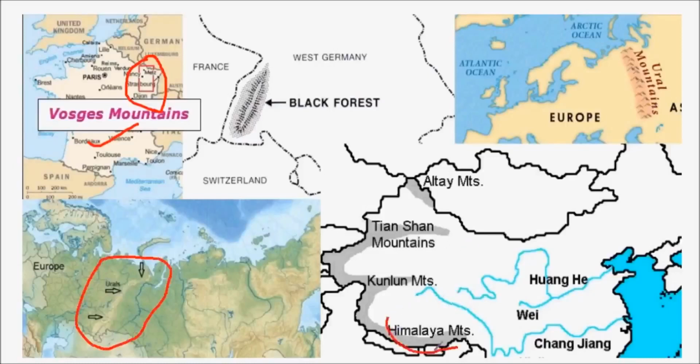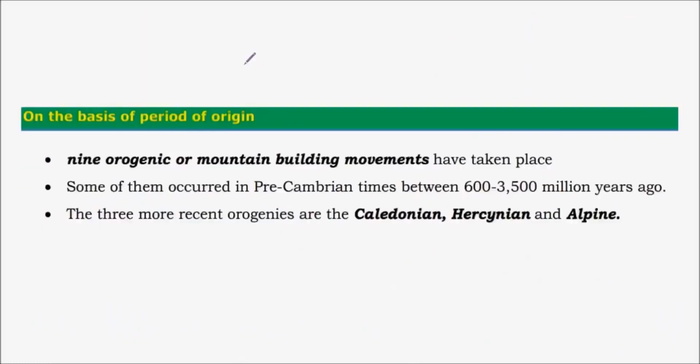The other mountains like Himalayan mountains in India, Kunlun mountains which are part of China and the Himalayan system, Tian Shan mountains bordering Kazakhstan, and a major part of the mountain is present in China. Altai mountains, which are at the convergence of all these four countries, namely Russia, Mongolia, China and Kazakhstan. And mountains are also divided on the basis of period of origin.